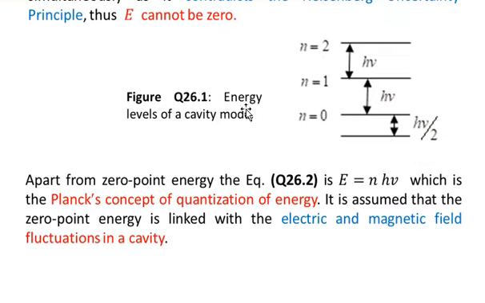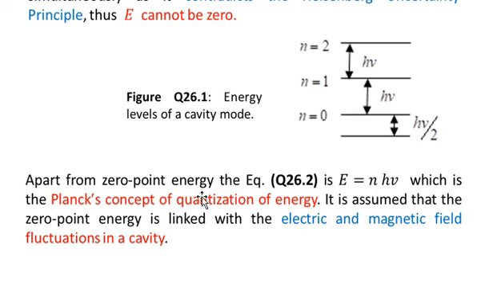And you know that we have plotted the energy levels of a cavity mode in this figure. You can see the zero point energy, which is half h nu, is there, and n is equal to 0 starts from the level next to that one. Then we have n is equal to 0, n is equal to 1, n is equal to 2. These are the levels which are separated by an energy h nu.